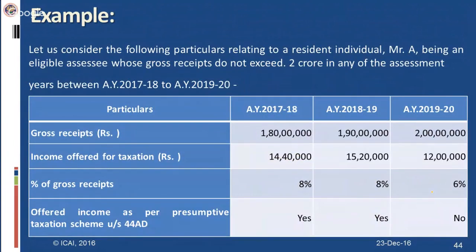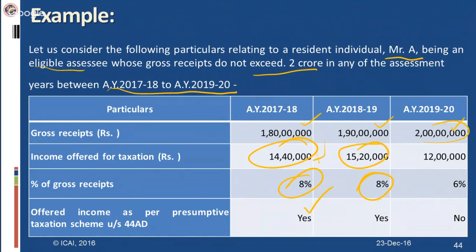Now, let us consider the following particulars relating to a resident individual, Mr. A, being an eligible assessee whose gross receipts do not exceed 2 crores in any of the assessment years between 17-18 to 19-20. All the 3 years, you can see gross receipts don't exceed 2 crore. Up to 2 crore, you are eligible. Income offered for taxation, here this year he's offered 8%, 14,40,000. Next year also he's opted for 8%, 15,20,000. He's done it as per the presumptive tax provisions, 44AD.